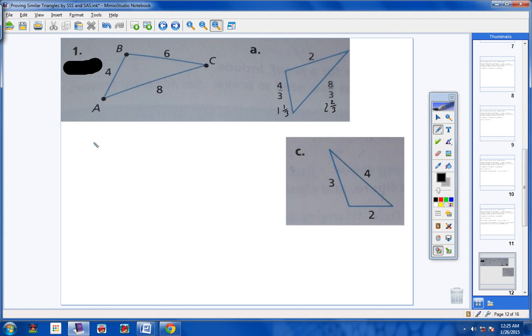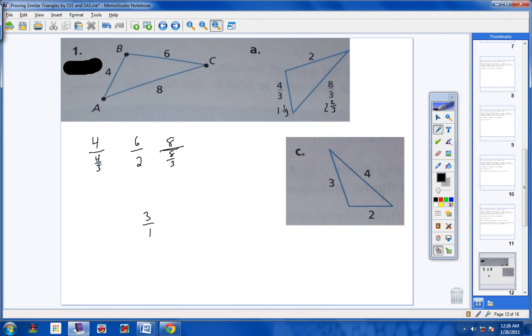So the smallest side is 4. Put that over the smallest side over here, which is 4/3. Okay? Take the next smallest side, 6. Put that over the next smallest side over here, which would be 2. And then take your longest side, 8, and put it over the longest side over here, which would be 2 2/3 or 8/3, okay? Now, very quickly, 6 over 2 reduces to 3 over 1, okay?